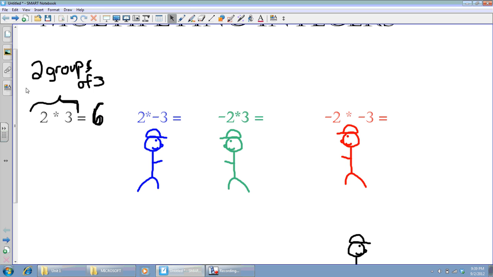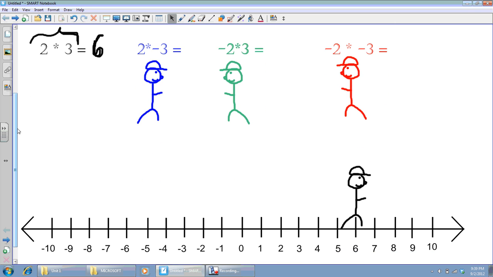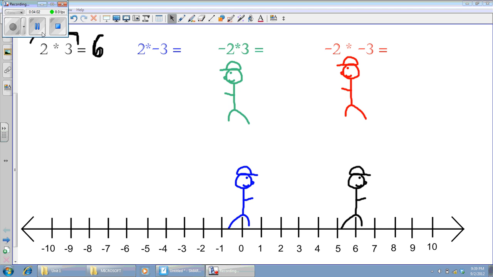Now, let's take this blue problem, 2 times negative 3. We're going to put Bobby at the middle, and he's going to do 2 moves of negative 3. Well, that would mean he's going to walk backwards. Yeah, Bobby's a pretty advanced kid. For only learning how to walk, he's going to move backwards. Why? Because the 3 is negative. The negative can indicate direction. So he's going to do 2 moves of 3 walking backwards, or 2 moves of negative 3.